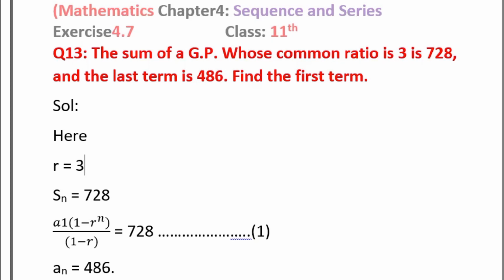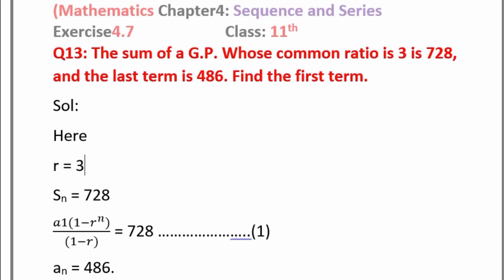In this lecture I will solve exercise number 4.7 question number 13, that is most important from the paper's point of view. So let's start. The sum of a geometric progression whose common ratio is 3 is 728 and the last term is 486. Find the first term.